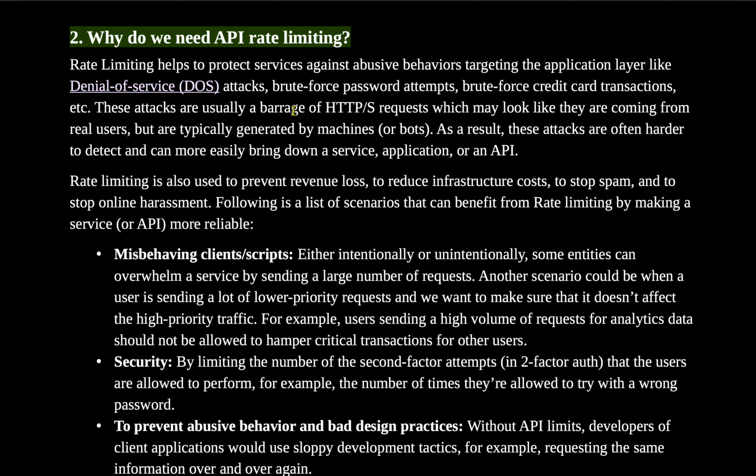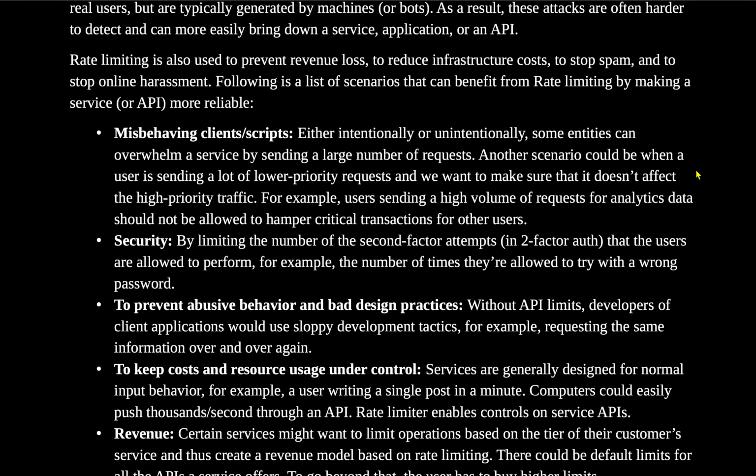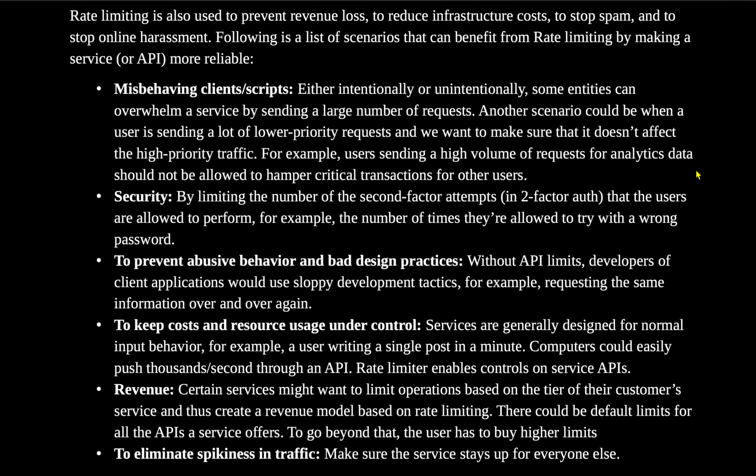These attacks are usually a barrage of HTTP requests, which may look like they are coming from a real user, but are typically generated by machines or bots. As a result, these attacks are often hard to detect and can more easily bring down a service, application, or an API. Rate limiting is also used to prevent revenue loss, to reduce infrastructure cost, to stop spam, and to stop online harassment.